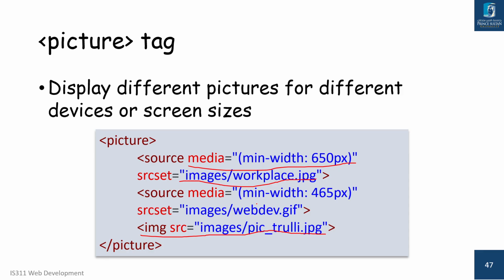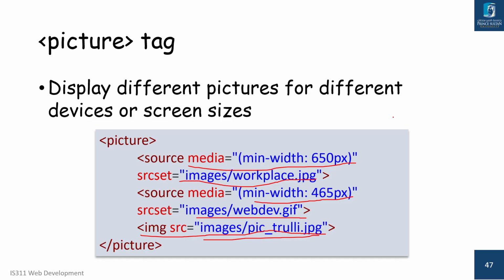Else if the minimum width is 465, else if the screen size is greater than or equal to 465, show this image. In the else part, if no if condition is matched, show the last image, which is the default image. Do you understand? So based on the screen size, we are specifying different images that will be displayed on the page.